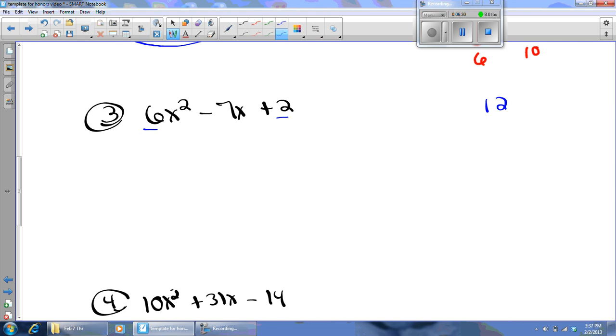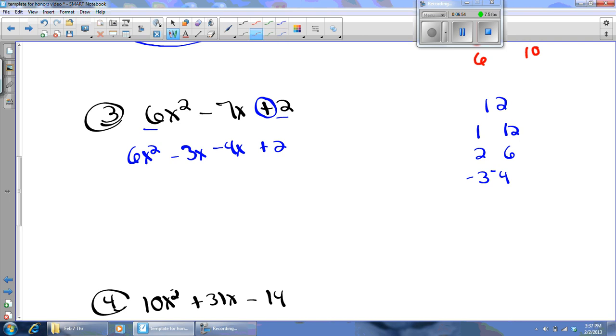Okay, on this one, I've got 6 and 2, so I have 12. So I'm going to list my factors of 12, 2 and 6, 3 and 4, and the plus in the back tells me I'm adding. So I'm going to add to get negative 7. So it looks like a negative 3 and a negative 4. So I rewrite this guy, 6x squared minus 3x minus 4x plus 2.